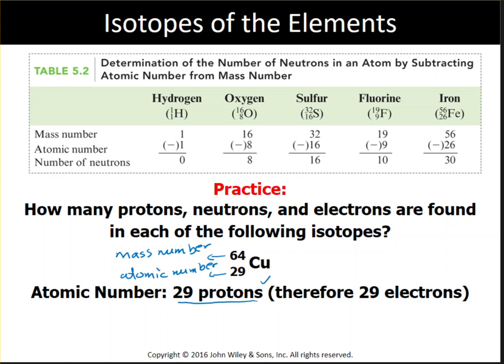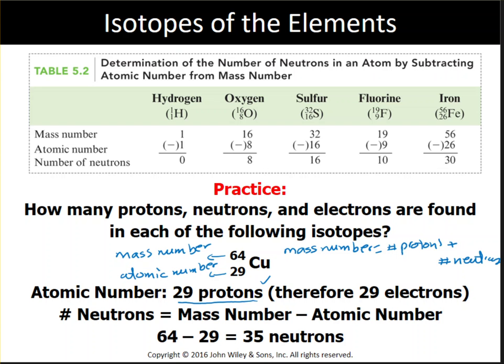Now we still have to find the number of neutrons for copper. So remember that mass number is the number of protons plus number of neutrons. So mass number is 64. So if mass number is 64, we have the number of protons, which is 29. That gives us 35 neutrons for this isotope of copper.